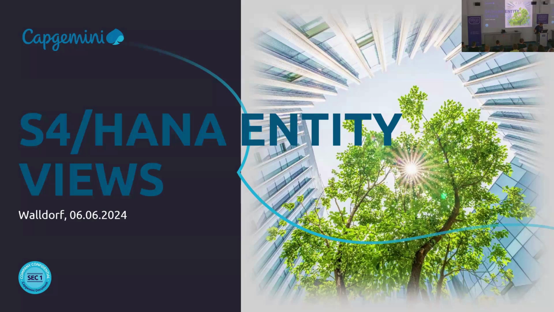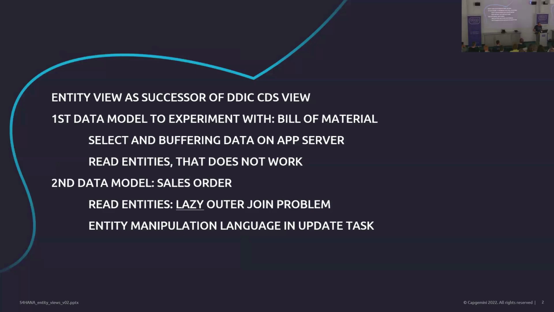Okay, then let's start with the agenda. First of all, I will show you the first data model, which I also believe is quite well known to most of us. It is the so-called bill of material, BOM, or in German, Stückliste. I think that's a kind of classic for any ABAP developer. Using this bill of material model, I will show you first of all how we can build new entity views for the BOM data model.